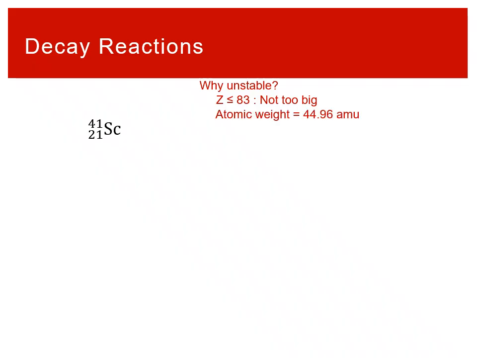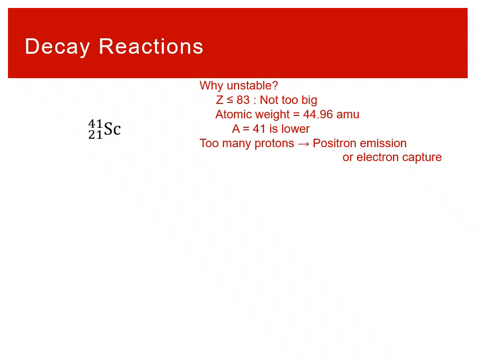The atomic weight of scandium, if you look up, is 44.96 atomic mass units. 41 is lower than this. So we know that our atomic mass is lower than 44.96. 45 is likely the stable scandium isotope, and so 41 is definitely lower than that. That means there's too many protons or not enough neutrons. That's one of the ways we can think about it. There's not enough neutrons, so we would expect there could be positron emission or electron capture.